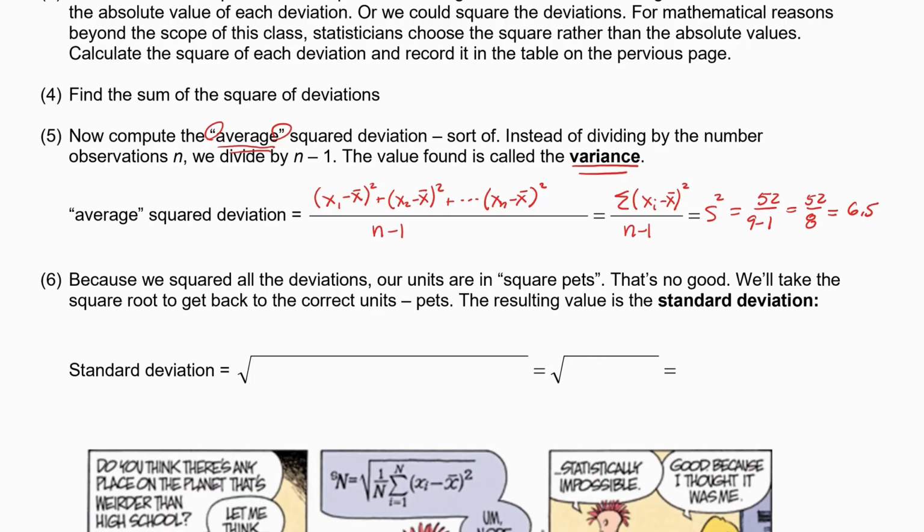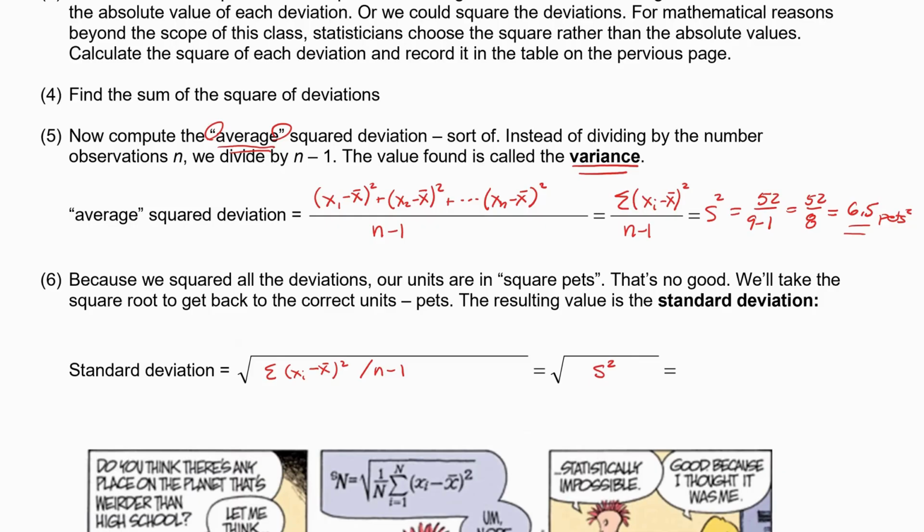Now, remember, we started by saying what we're trying to calculate is the standard deviation. Well, this number is not the standard deviation, okay? But it's close. If it had units, it would be like pets squared, which doesn't feel very useful. What we're going to do is take the square root of it. We're going to take the square root of this sum of the deviations squared divided by n minus 1, which is, by the way, again, just the square root of s squared.